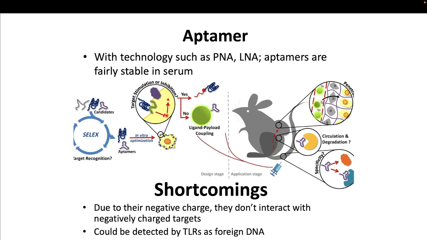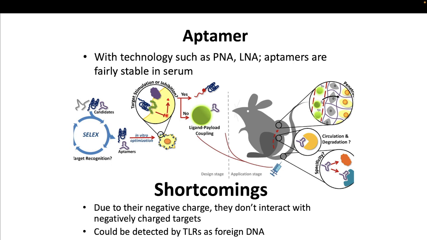Another shortcoming is they can be detected by toll-like receptors as foreign DNA. So toll-like receptors are nothing but protein receptors which are present on your immune cells, such as macrophage cell lines or your macrophages or your dendritic cells. These toll-like receptors are very efficient in detecting any foreign DNA, which is most relevant in case of microbial infection. So they are very good at detecting microbial DNA.